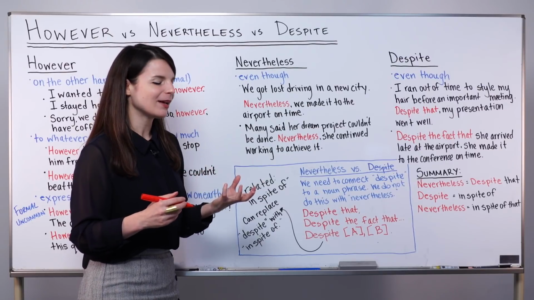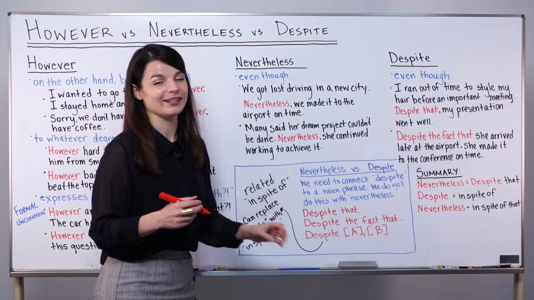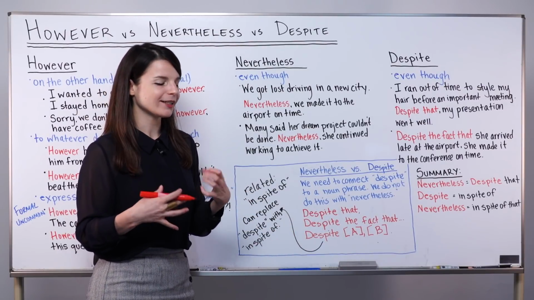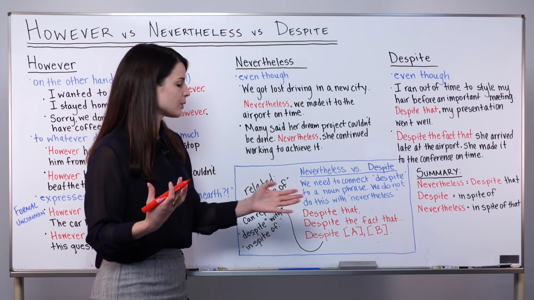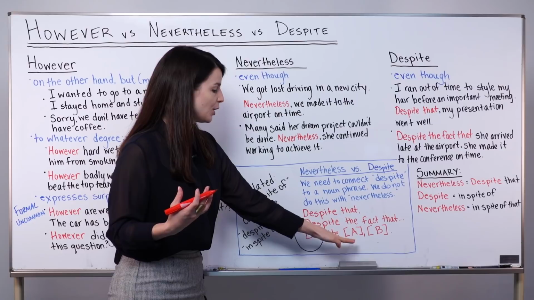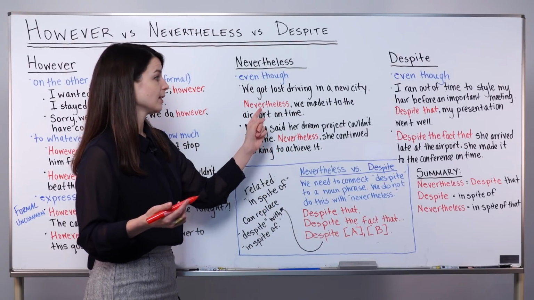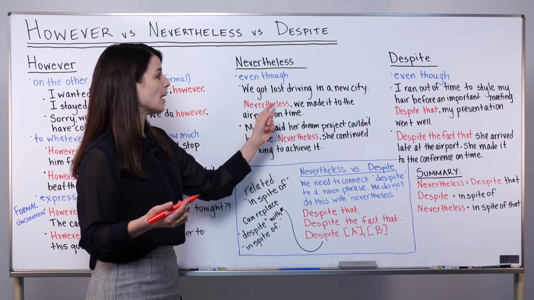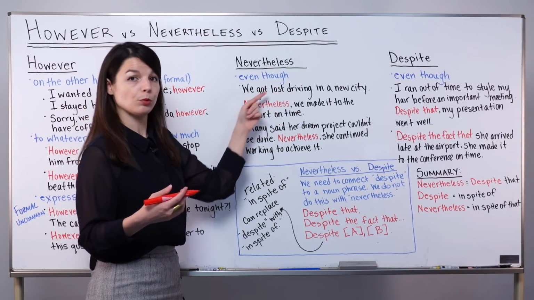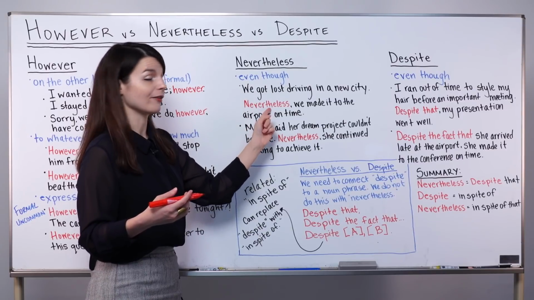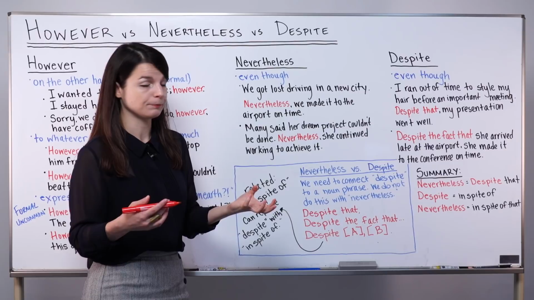So you could make a sentence, an A statement here, and attach it directly to despite. But essentially, it has to be some kind of noun phrase. We need to use something in direct connection to despite here. So this is a key difference with nevertheless. We always introduce our A point and then introduce nevertheless. So it's like A, nevertheless, B. It will always follow that pattern.